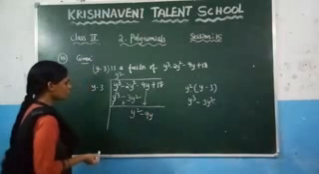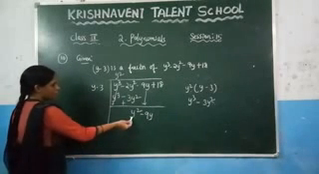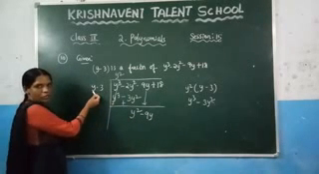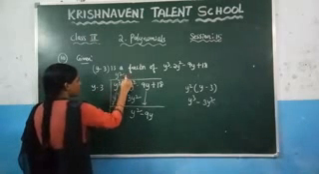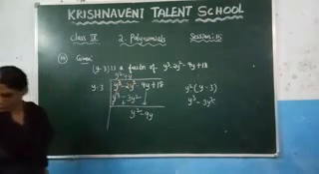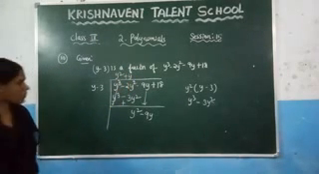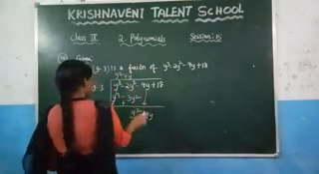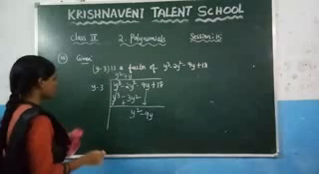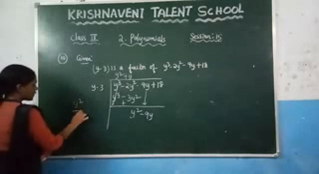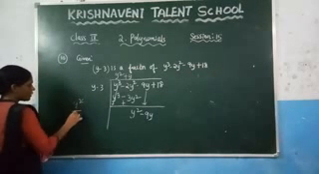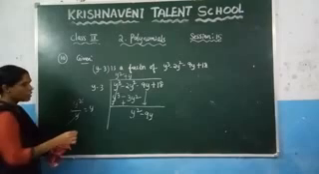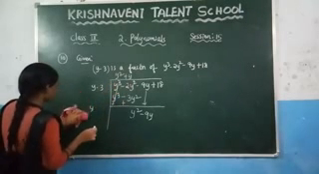Now again follow the same procedure, divide y square by y. What do you get here? You will get plus y. So write it here, plus y. Here you can check: you need to divide these two values, y square by y. Here y will get cancelled, and you will get y. So this is the second term in the quotient.